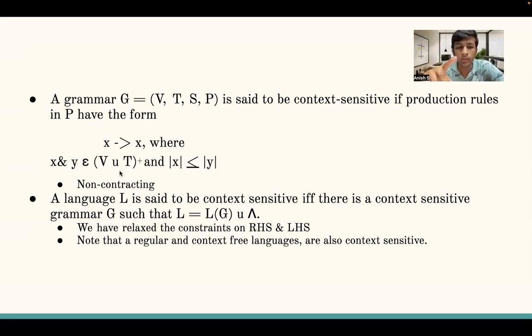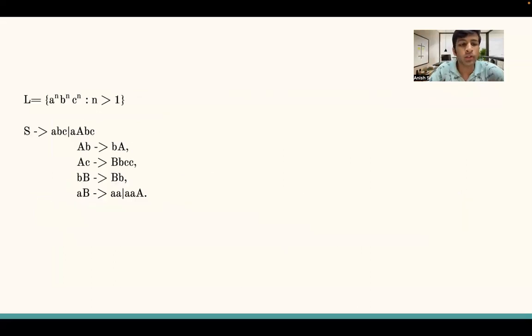If you had written (V union T) star, it means that any number of V or T can be present, including epsilon. But here we have made it a point to write plus, which emphasizes that there should be at least one symbol present on the right-hand side. And there's another rule saying that the length of x is less than or equal to the length of y. So basically, the right-hand side should always be at least as long as the left-hand side.